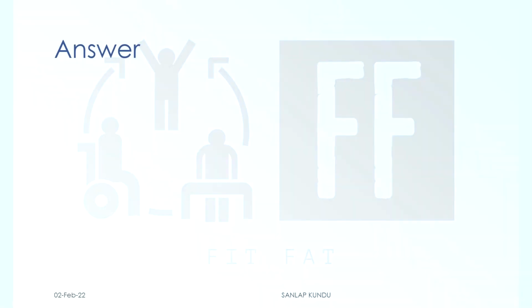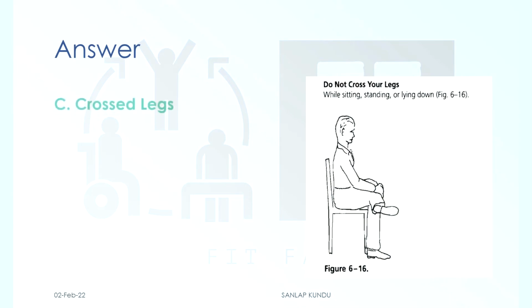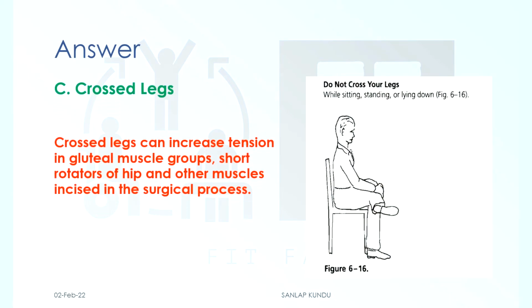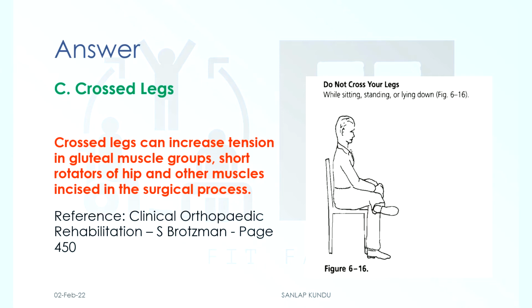Okay, so the correct option is option C, that is cross legs. Because in cross leg position, it can increase the tension in gluteal muscle groups, short rotators of hip, and other muscles that incised in the surgical process. To know more about this, you can follow the Broadsman Orthopedic Rehabilitation book, page 450. Now this is an image from that book for reference purpose.